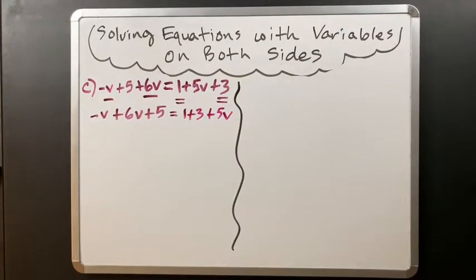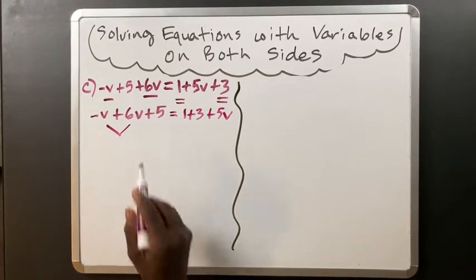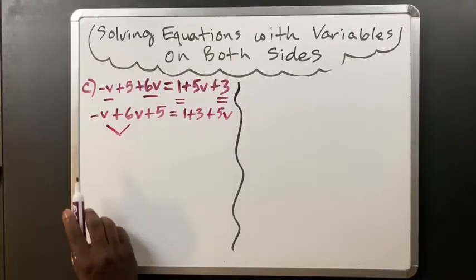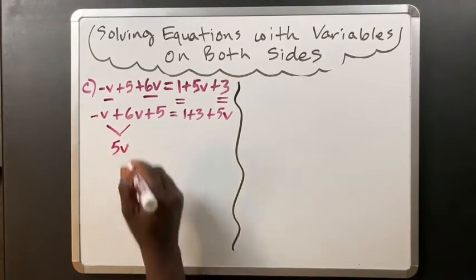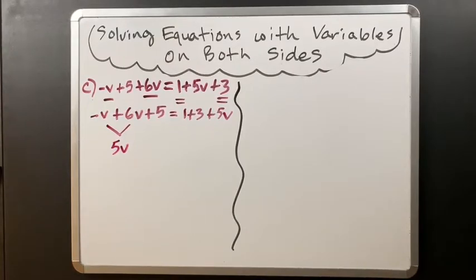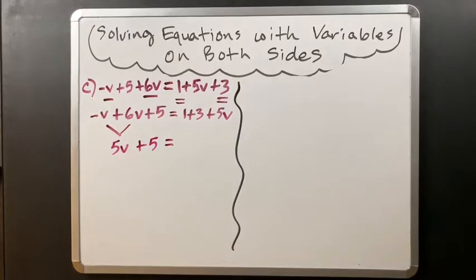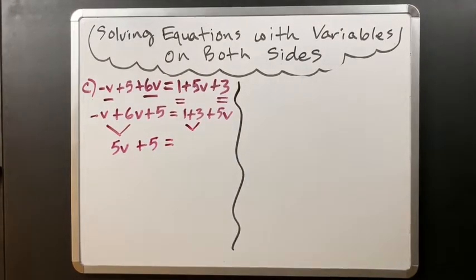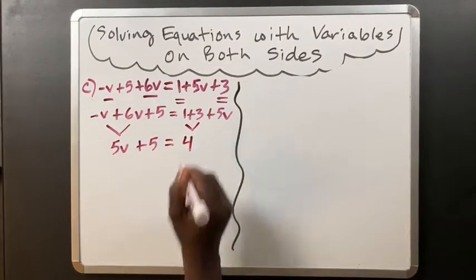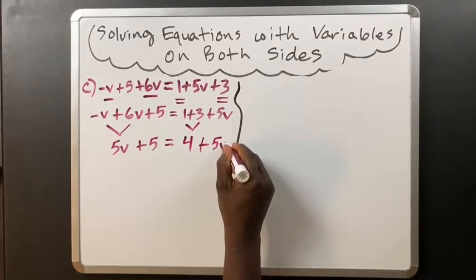Okay, now let's combine these like terms here. Negative v plus 6v, that's like saying negative 1 plus 6, which is 5, but don't forget your variable, 5 times v. And then we bring down plus 5 here, equals, and then I'm going to combine these two constants. So we have, in this case, 1 plus 3, which gives us 4, plus 5 times v.